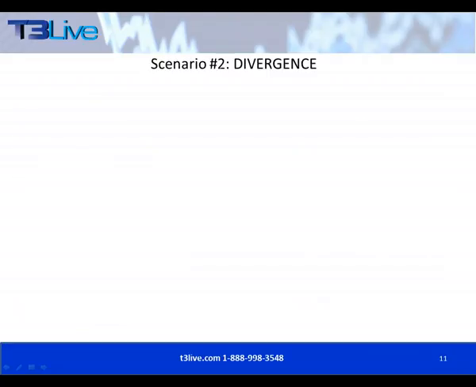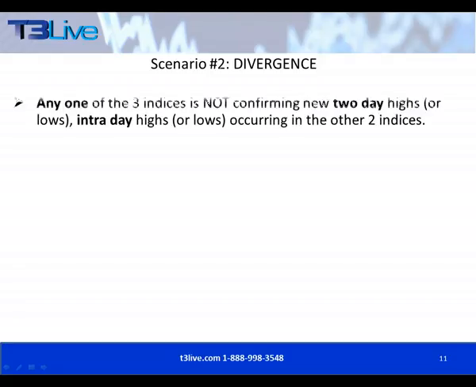The other one is divergence. The first one, number one, was confirmation. This one's divergence. Divergence is any one of the three indices, any one, could be different from day to day, is not confirming a new 2-day high or low, or not confirming an intraday high or low that is occurring in the other two indices. It could be any one. Today it could be the Dow, next week it could be the S&P.